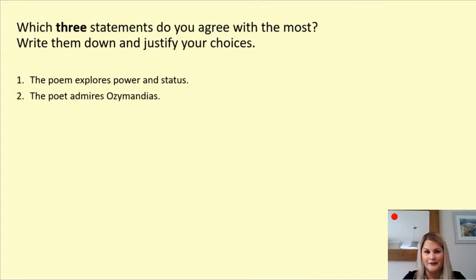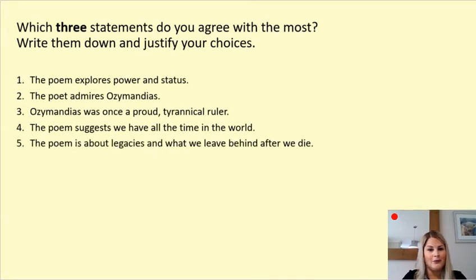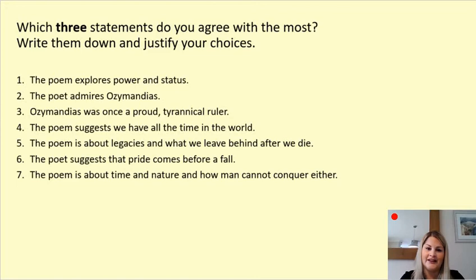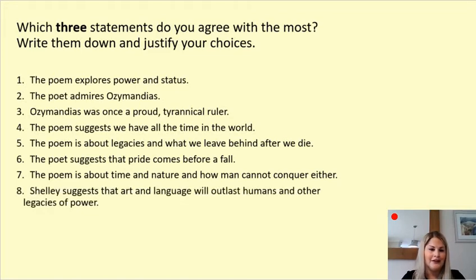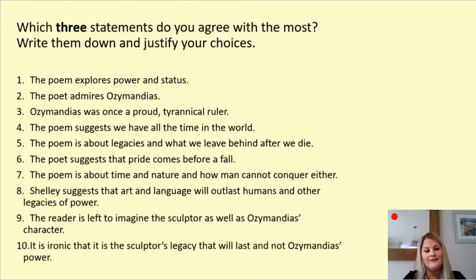The poet admires Ozymandias. Ozymandias was once a proud, tyrannical ruler. The poem suggests we have all the time in the world. The poem is about legacies and what we leave behind after we die. The poet suggests that pride comes before a fall. The poem is about time and nature and how man cannot conquer either. Shelley suggests that art and language will outlast humans and other legacies of power. The reader is left to imagine the sculptor as well as Ozymandias' character. And finally, it's ironic, but it's the sculptor's legacy that will last and not Ozymandias' power.